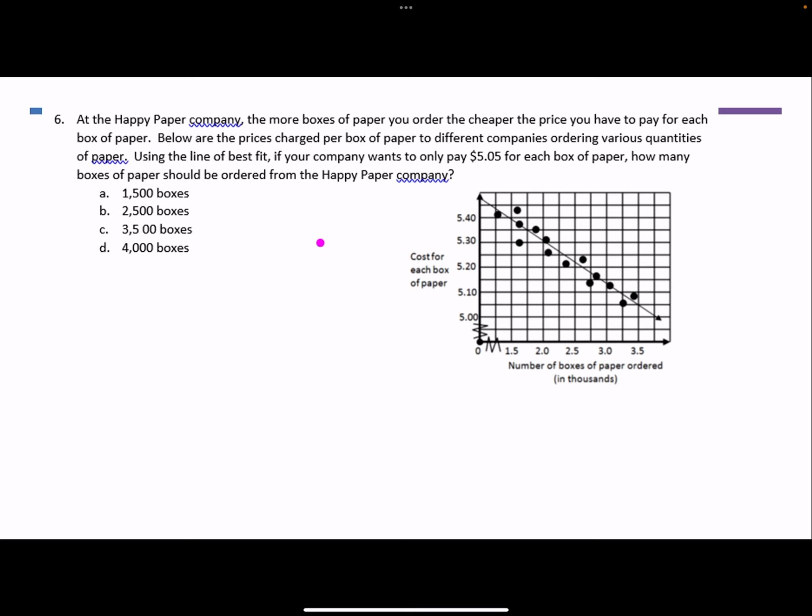So I can use the graph here. They want to pay $5.05. If I look, that's the cost, right? So here's $5, here's $5.10, here's $5.05. So if I go here, where does this intersect? At 3.5, right? So it's 3.5, but it's measured in thousands. So in other words, 3,500. Answer choice C. Now I could have written the equation of the line and then plugged in to solve, but I could also just use the graph that's in front of me.